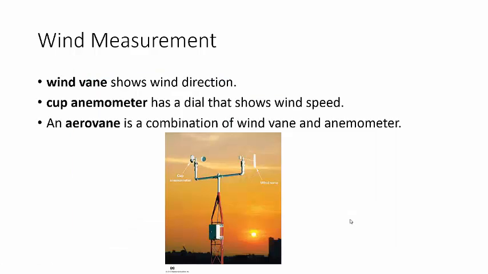Okay, what type of tools do we use? Well, a couple different types. Wind vane, that's this part here, and it shows the wind direction. And a cup anemometer, which is here. It's basically like three little cups, and they catch the wind. So because they can catch the wind, it shows how fast the wind is moving. Now when you have them together like this, it's called an aerovane. So aerovane gives them both together.